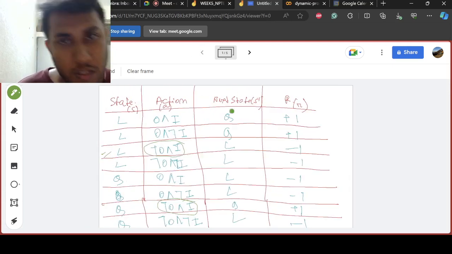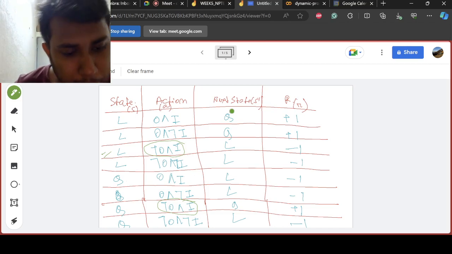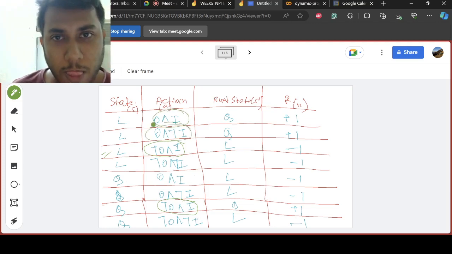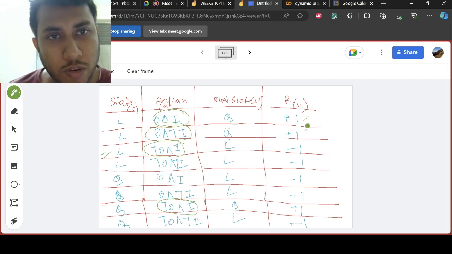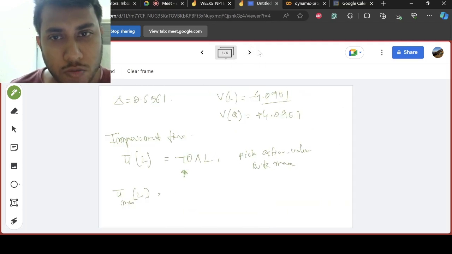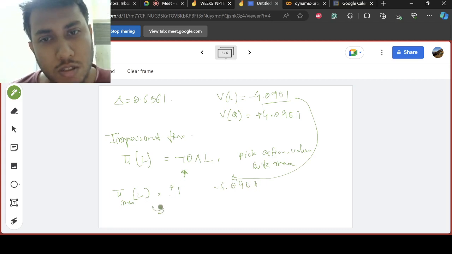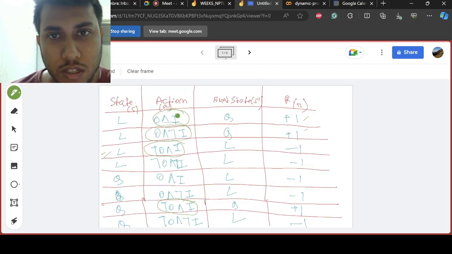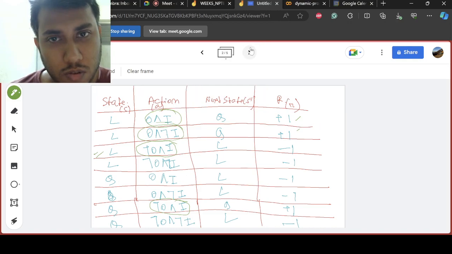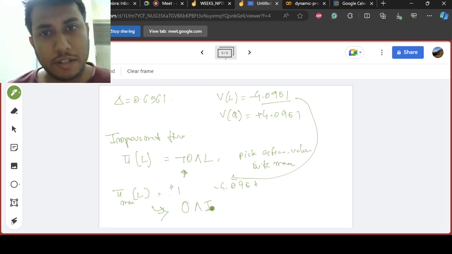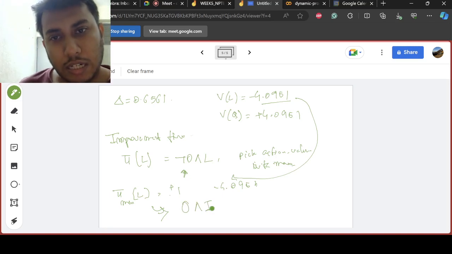Which action will give me the maximum value? You see, these two actions will give me the maximum value, right? These two will give me plus 1, but the current value which we have is minus 0.4951, obviously. So we will select that policy and update the policy accordingly. We will update the policy as one of these two, anyone will suffice, O and I, right? That is giving me the maximum value.